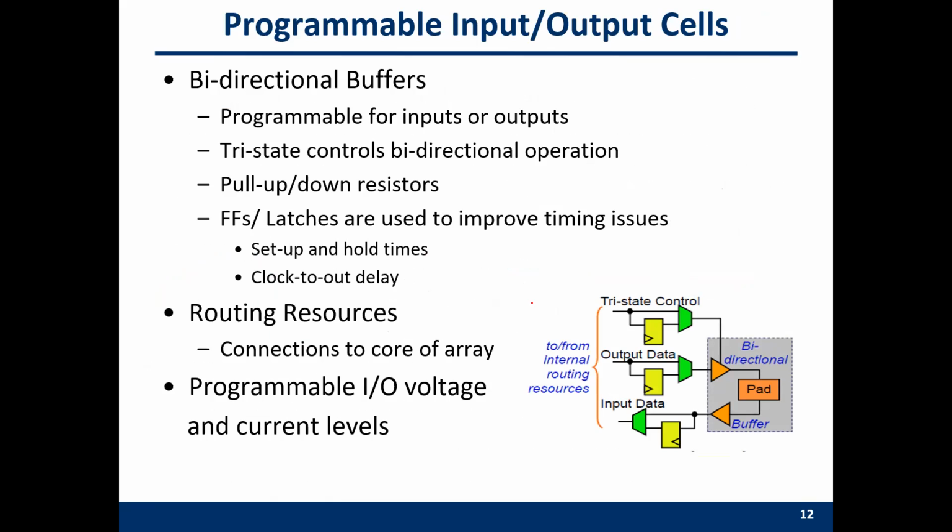So we also have bidirectional buffers, which can be used for both input and output. We have tri-state controls for those bidirectional operations. We have pull-down and pull-up resistors. We also have multiple latches to improve the timing issues. These components can help you to build a better interface between the FPGA board and some outside circuits.